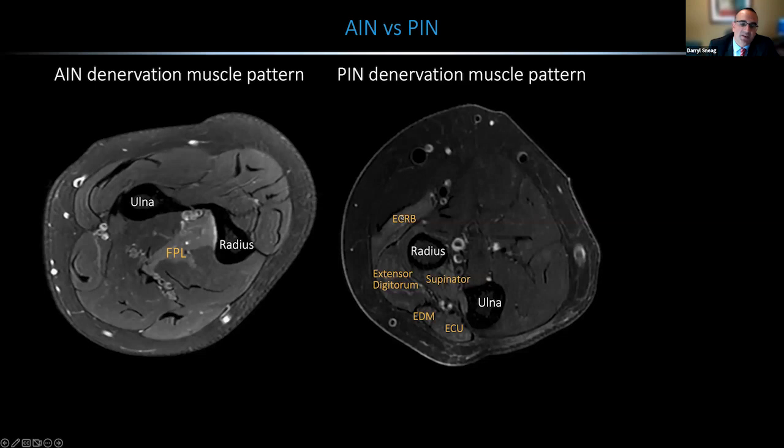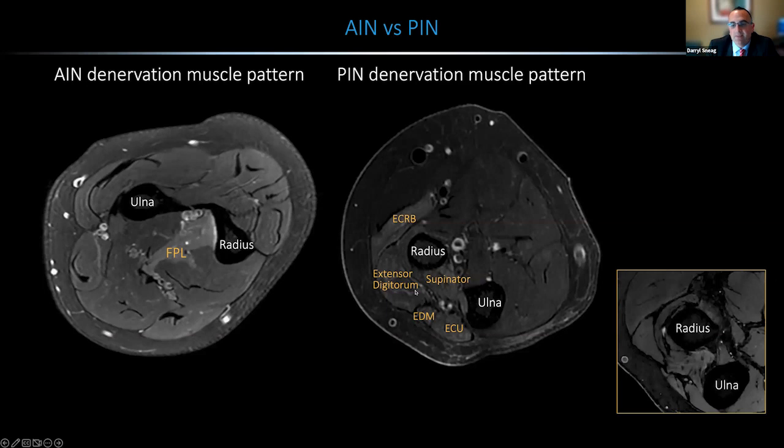So the posterior interosseous nerve, you can have denervation of the ECRB, or extensor carpi radialis brevis, extensor digitorum, EDM, the digiminimi, and ECU. And these muscles are innervated by, again, the posterior interosseous nerve, which will dive between the two heads of the supinator. Here's the deep, and here's the superficial head of the supinator muscle as it goes to the supinator tunnel.